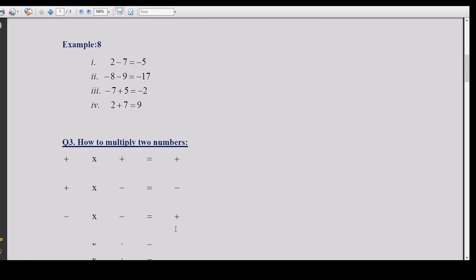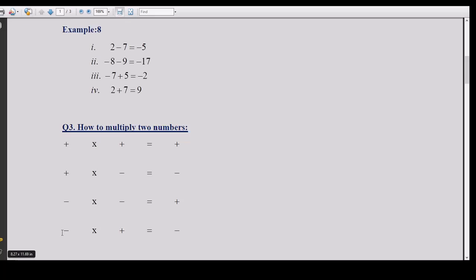Clear? And the last one, if one is minus and the other is plus, plus minus will be minus, meaning minus the product of the two numbers. Clear? Now if you multiply two numbers, plus with plus you will get plus, minus with minus you will get plus again. But if any one of them is minus, you will get the product as minus. Plus minus is minus, minus with plus is also minus.